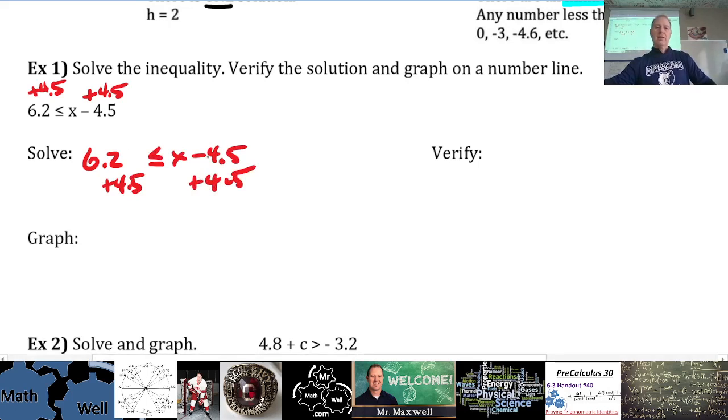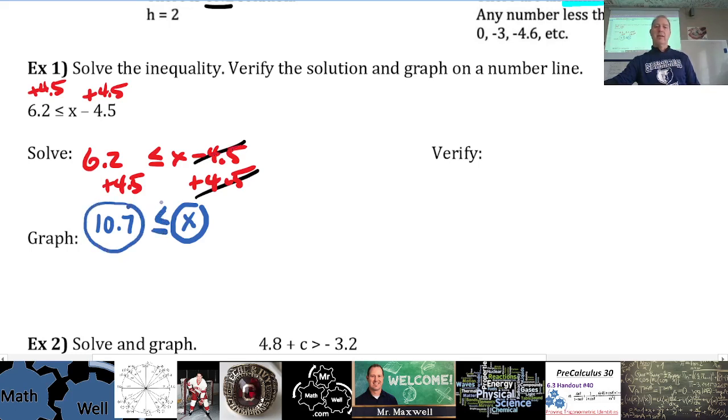So we did this exactly the same way that we would do an equation. And I'm left with x over here by itself. I'm not going to change this sign or move this sign around. I'm going to leave it as it is. And 6.2 plus 4.5 is going to be what, 10.7? Okay, 6 plus 2 plus 4.5. Now, remember what we talked about last lesson, that if you have x on the left side or the right side, you read the inequality from wherever x is. So I would read this as x is greater than or equal to 10.7.